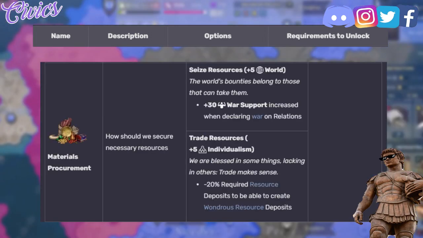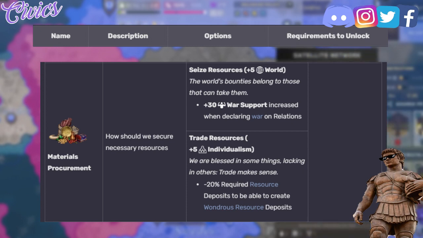Materials procurement. How should we secure necessary resources? Option A, seize resources, plus 5 world. The world's bounties belong to those that can take them. Receive plus 30 war support increase when declaring war on relations.